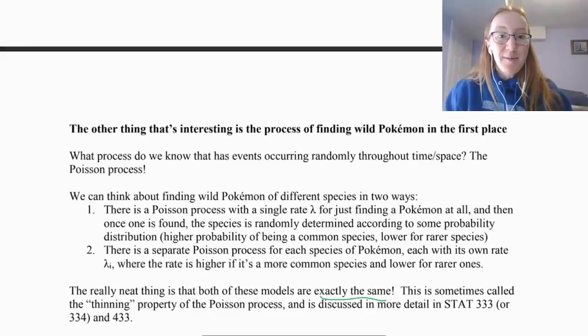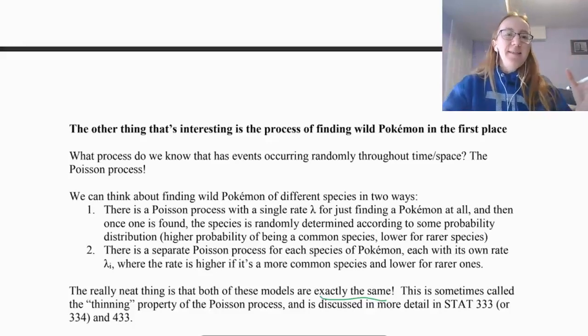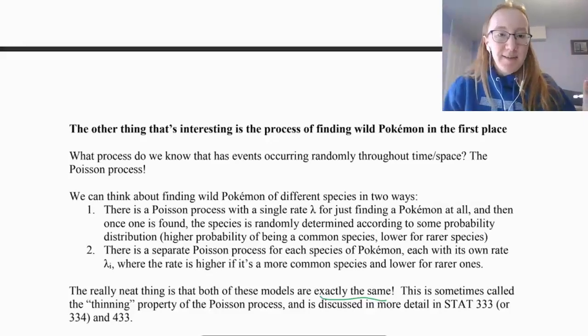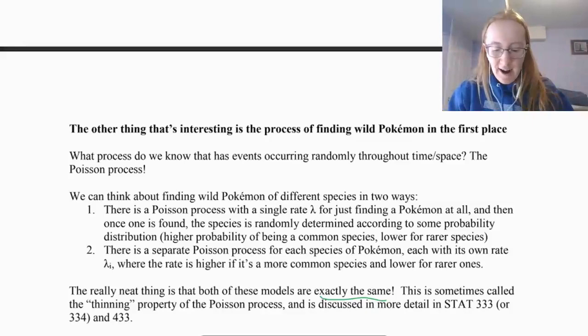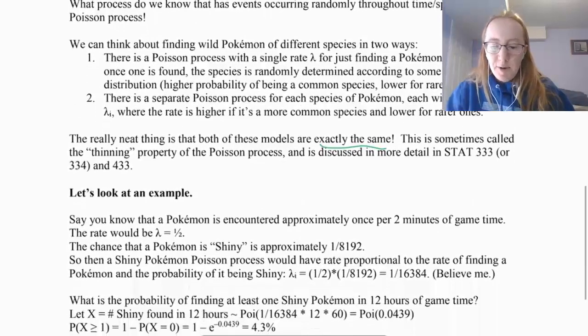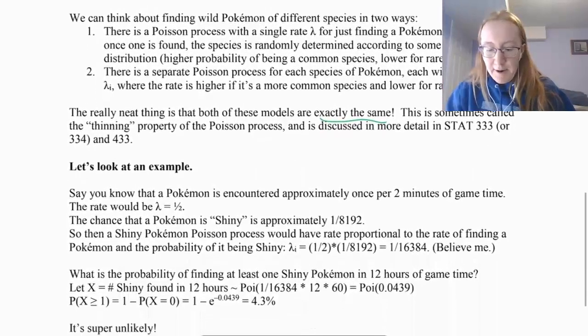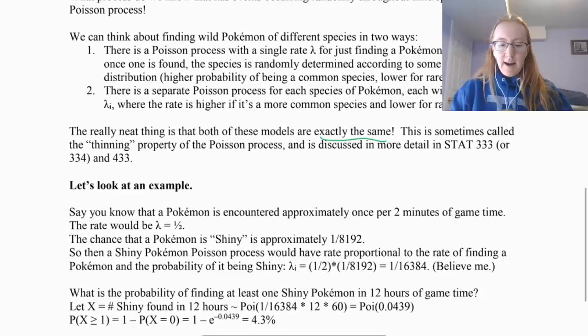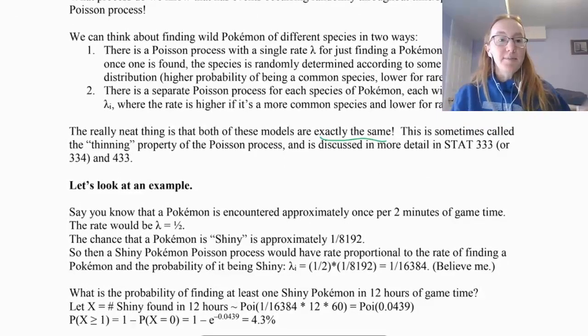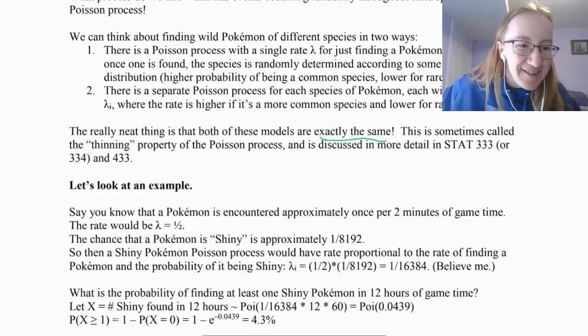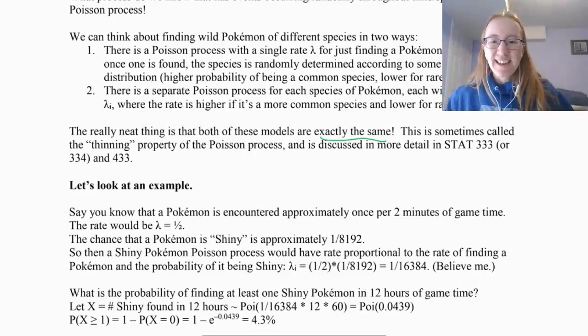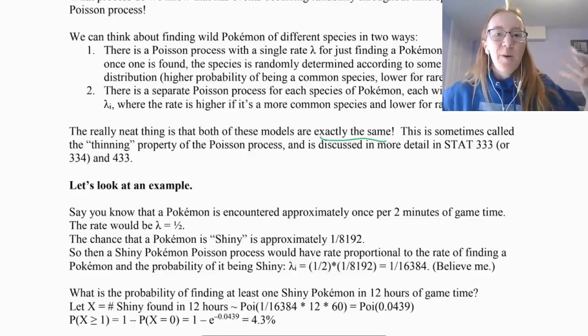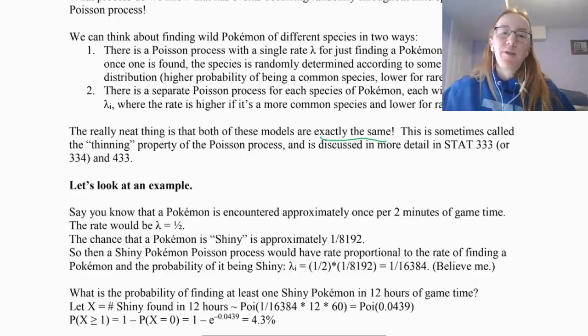But basically, no matter how you think about it, at any time you may encounter a Pokemon and it may be one of various different kinds of species. So let's just look at a numerical example. I'm just making some stuff up here. Imagine that a Pokemon is encountered approximately once per 2 minutes of playing time. I have no idea how accurate that is. And so we would say in that case that lambda is 1/2.